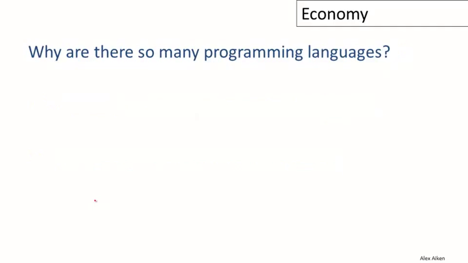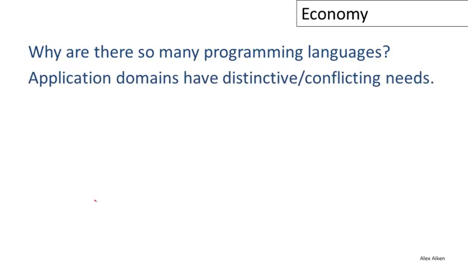So let's begin with the question of why there are so many programming languages. And at least a partial answer to this question is not too hard to come by. If you think for a few minutes, you'd realize that the application domains for programming have very distinctive and conflicting needs. That is, it's very hard to design one language that would actually do everything in every situation for all programmers. And let's just go through some examples.